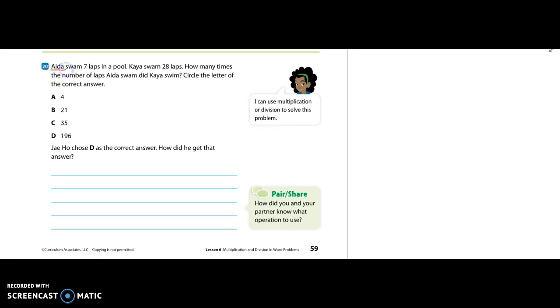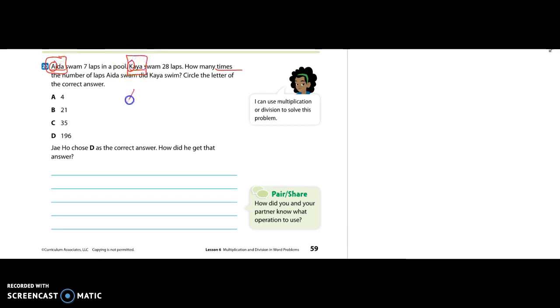Don't be confused if you have trouble saying some names in a problem. You could just say this is A and K. Don't worry about pronouncing the names that may be difficult for you. All right, so let's see. I heard it say how many times did Ada swim over Kaya. So I know this is a multiplication comparison problem because somebody swam however many times more than the other person. So I know this is a multiplication comparison problem, and I know I'm comparing Ada to Kaya.